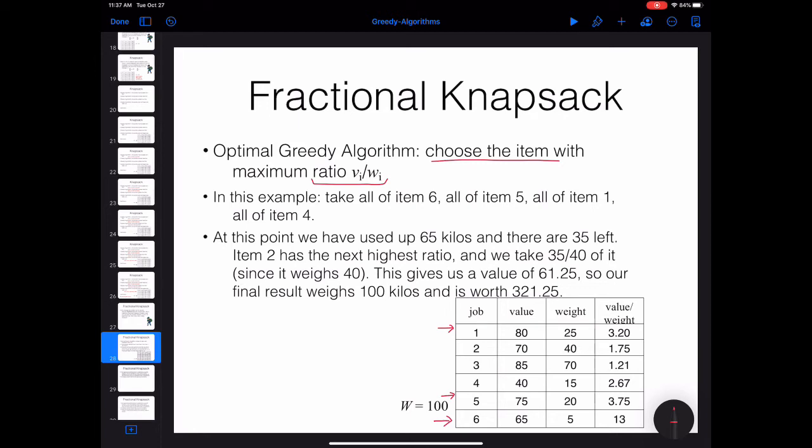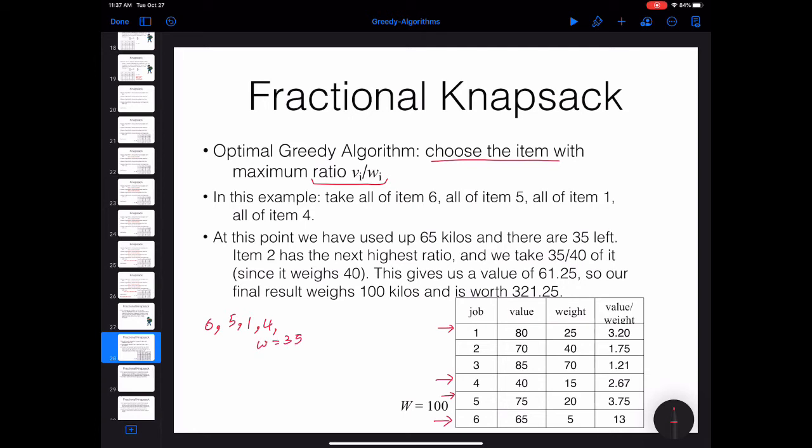Then the next object is 4. I can take the full amount of 4. What will remain in this situation after you took 6, 5, 1 and 4? Then you will end up with just 35, weight equal to 35.